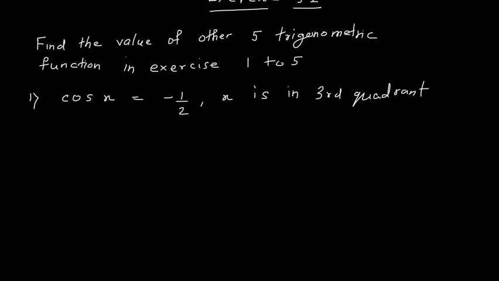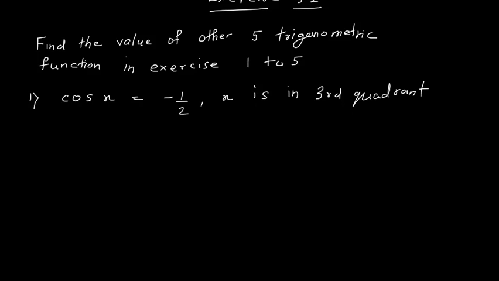So the first question is in front of you: cos x is minus half and x is in the third quadrant. As the value of cos is negative, the angle could be either in the second quadrant, because the x-axis is negative in the second quadrant, or in the third quadrant. So here they have mentioned that my angle is in the third quadrant. Cos x is minus half.